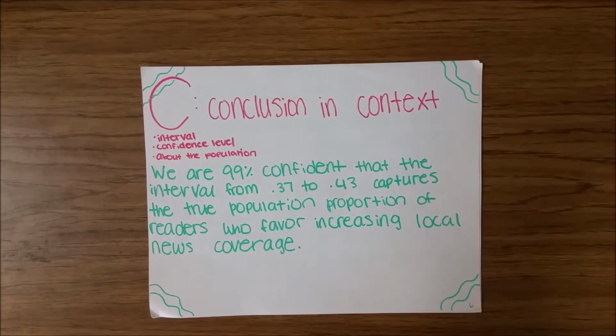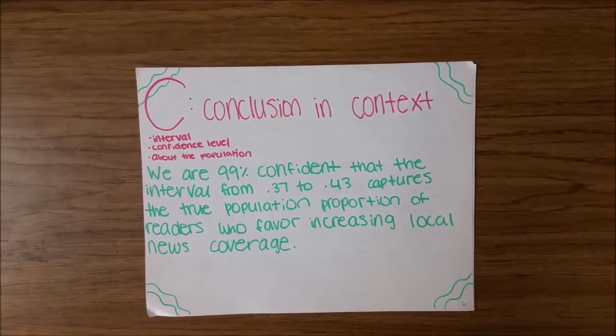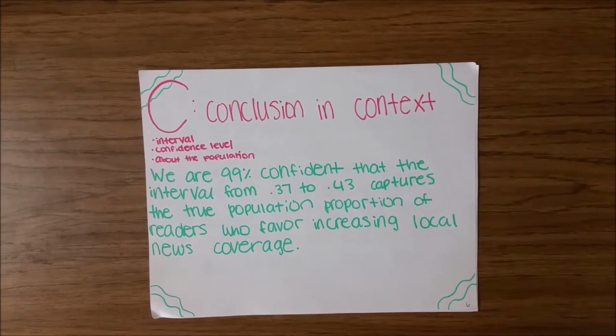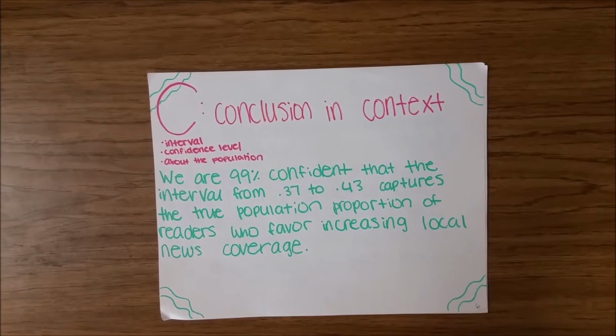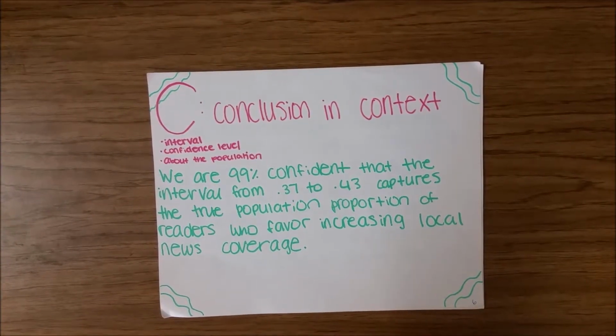The last step in PANIC is to write your conclusion in context. Our conclusion is we are 99% confident that the interval from 0.37 to 0.43 captures the true population proportion of readers who favor increasing local news coverage.